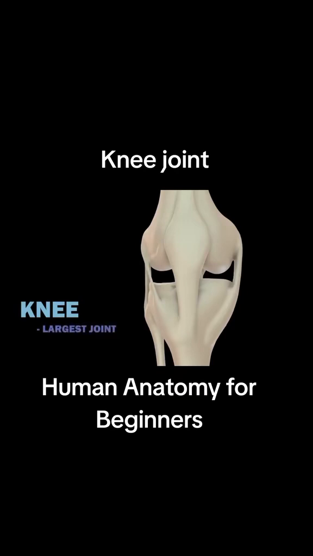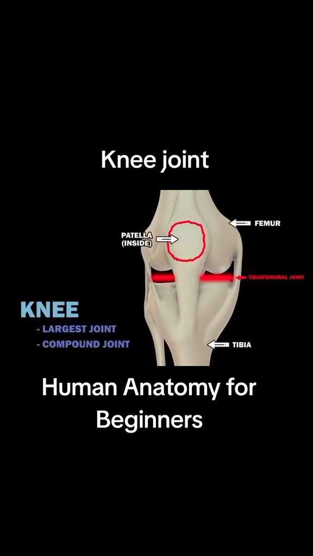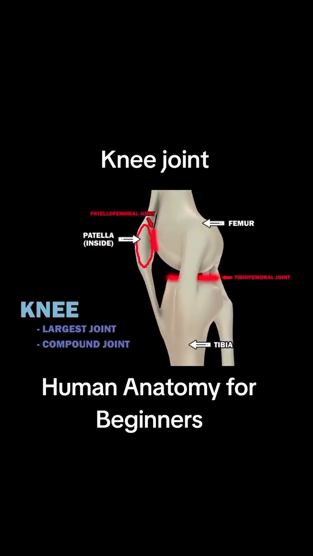The knee is the largest joint in the human body. It is a compound joint. Not only is it where the femur or thigh bone meets the tibia or shin bone at the tibiofemoral joint, but it is also where the femur meets the patella or kneecap at the patellofemoral joint.